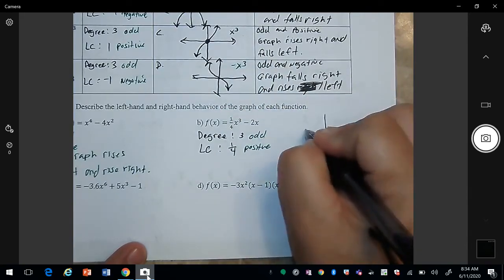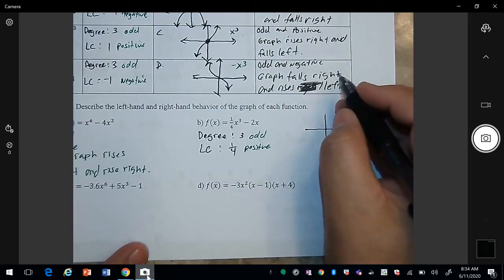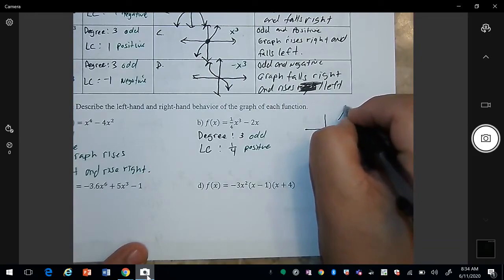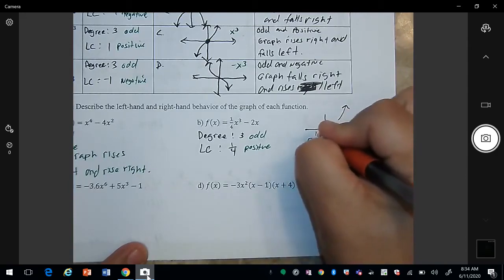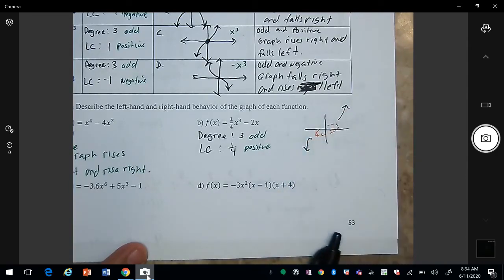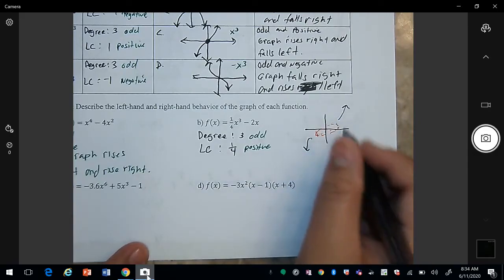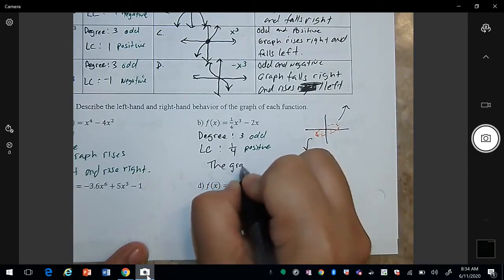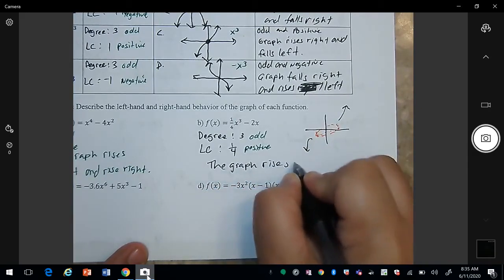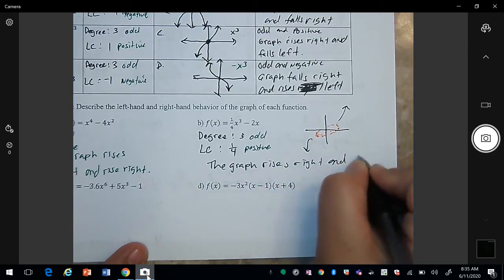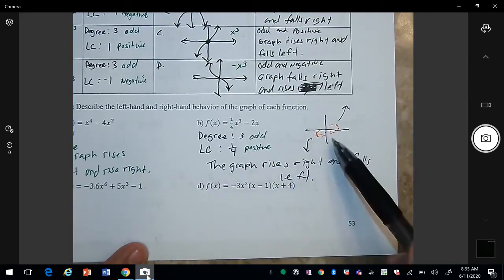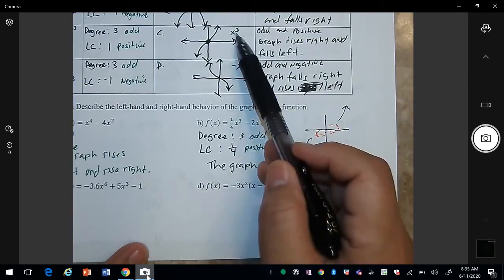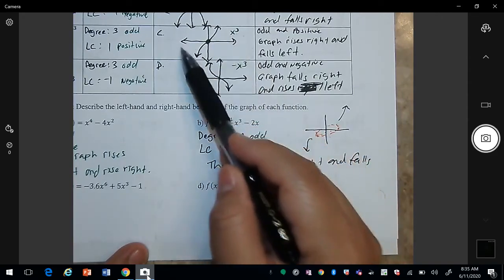So when we graph this, all we know is that the graph is going to rise to the right. So you have something over here and it falls down. And we don't know exactly what happens in between, which we will figure out in later sections. So for now, we just want to know what the behavior is. So I'm going to say the graph rises right and falls left. And again, it rises right and falls left because the degree is odd and the leading coefficient is positive, so it's going to have this same behavior.